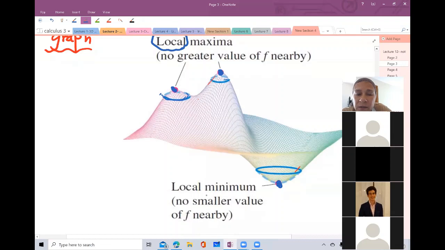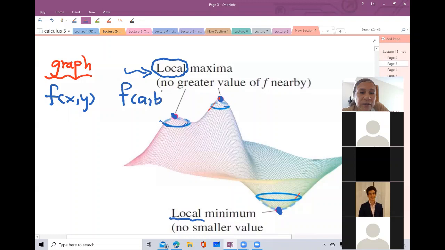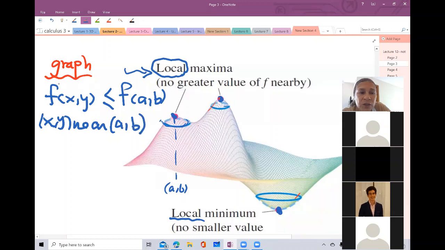Similarly, this point I can call a local minimum because it is less than any other function value for nearby points. If I want to write this definition as an inequality, I'll write it like this. I'll compare the function values f of x, y with the function value at this specific point, let's call this point (a, b), مثلا. I'll find that f of x, y is always less than or equal to f of (a, b), for x, y near the point (a, b). If I'm near the point (a, b) and this inequality is satisfied, then it is a local maximum point.